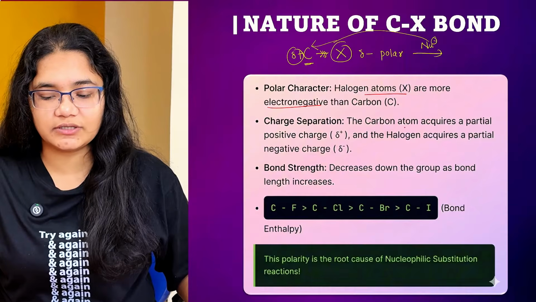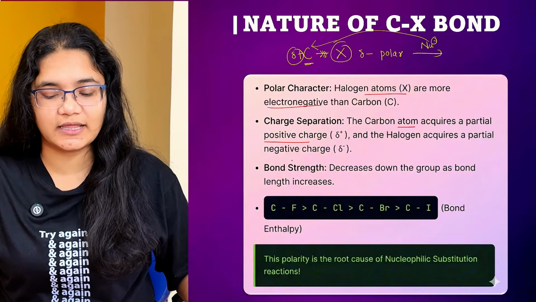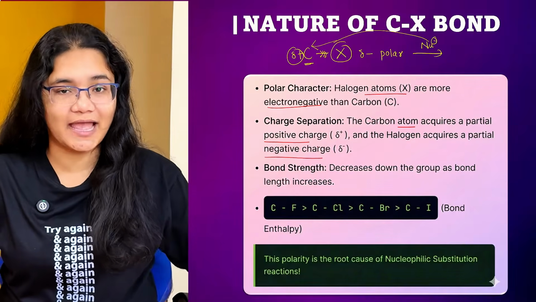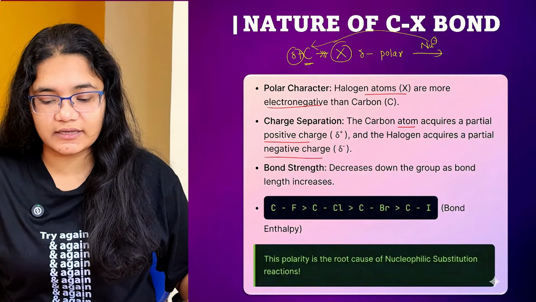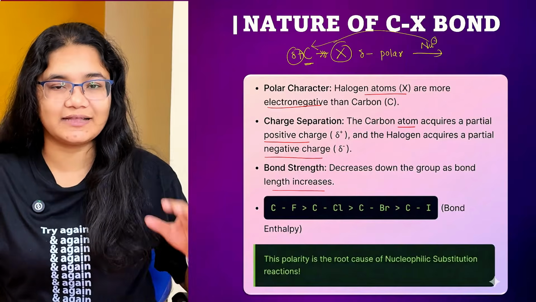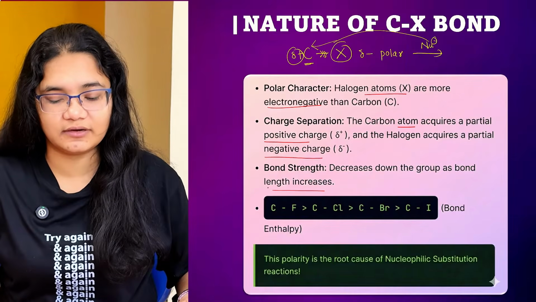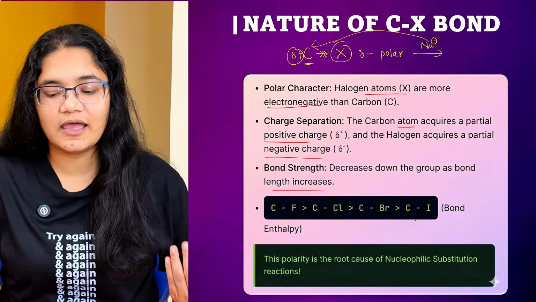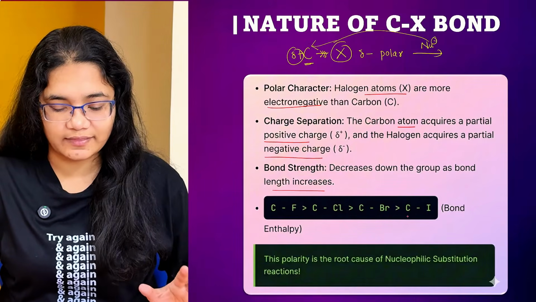Next, charge separation. The carbon has a positive charge and the halogen has a negative charge because of the electronegativity of the halogen. Next, the bond strength decreases down the group. So if you see, as the size is increasing, the bond strength decreases. So C-F has the highest bond strength, then C-Cl, then C-Br, and C-I has the least bond enthalpy.